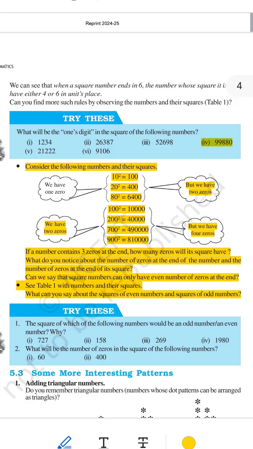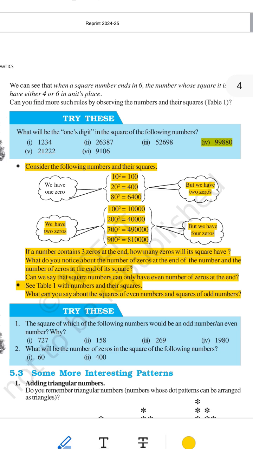7. Can square numbers have an odd number of zeros at the end? Let's check examples again. 1 zero, 2 zeros, even. 2 zeros, 4 zeros, even. 3 zeros, 6 zeros, even. Zeros always double, and doubling always gives an even number. So square numbers always end with an even number of zeros. A square number can never have an odd number of zeros.